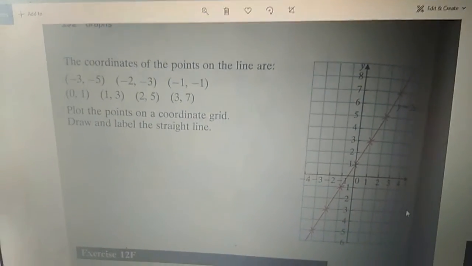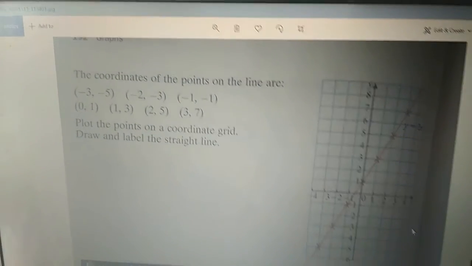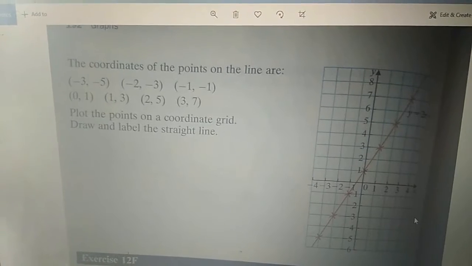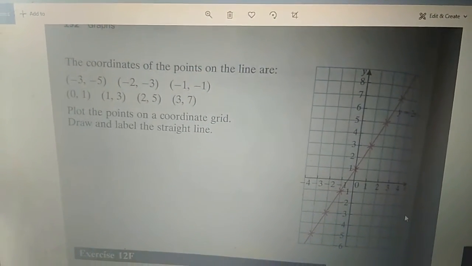Okay, good morning, students. Today our topic of discussion is graphs. Today we will learn about graphs. We will learn about the coordinates in the graphs, and so on.